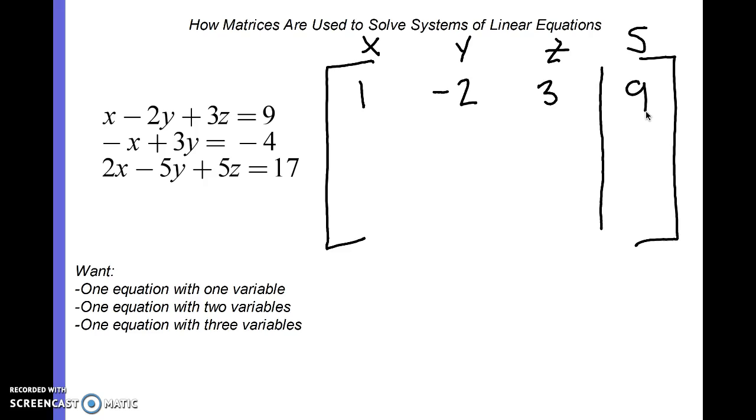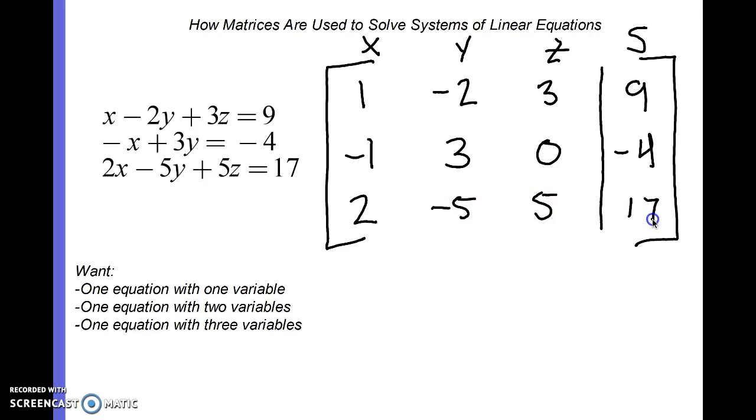Okay, so I'm going to do that same thing with the second one. So I have -1, -1, 3 for my y. And then notice how there's no z value. It's because our coefficient on the z is actually just 0. And then the solution over here is -4. Then I have a 2 here for my third equation. I have -5, +5, and then 17. So this is the matrix that describes this set of linear equations, okay?